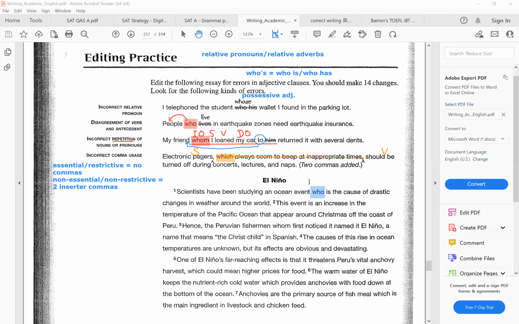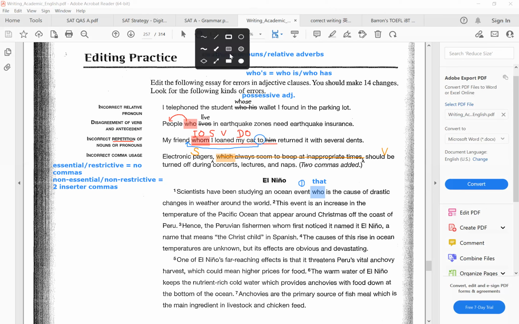So in this case, I have two options. I would either use which for non-essential or that for essential. But ocean event is a very general word, so I want to use that. That is the cause of drastic changes in weather around the world. All right, so I'm going to label the number. This is our first mistake. This event is an increase in the temperature of the Pacific Ocean that appear around Christmas.